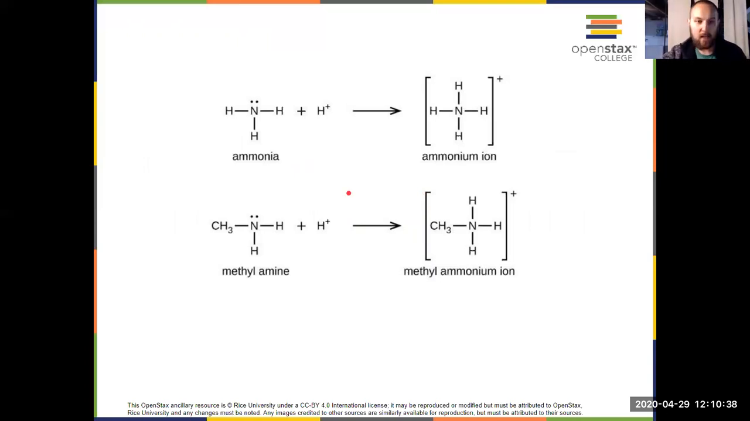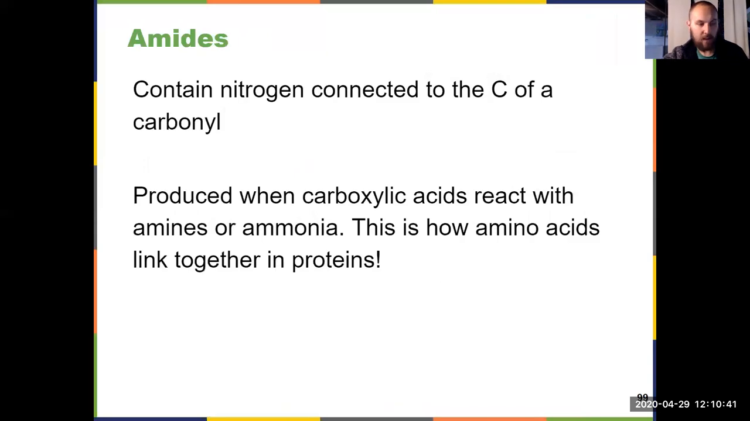But if you have an amine next to a carbonyl, that's known as an amide. So an amide here contains nitrogen bonded to the carbon that also has a carbonyl. Those are made when you have carboxylic acid react with amines or ammonia. And that's unique because that's how amino acids come together in your proteins. And bond characteristics we'll talk about in organic are the reasons why we form structures like alpha helices or beta structures, that are covered in biology and biochemistry.